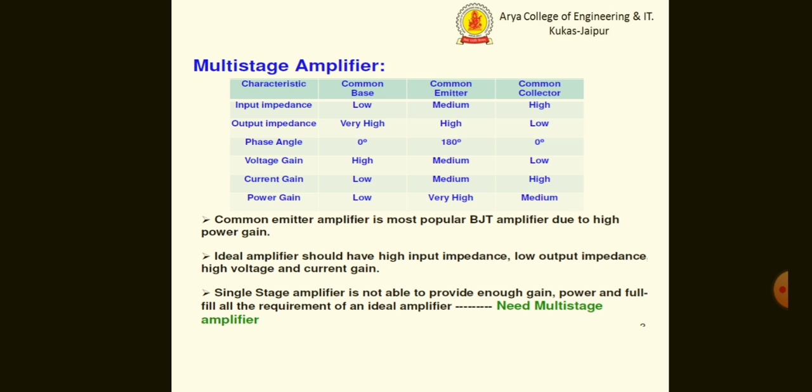Phase angle here means how much the output voltage is shifted or varying from the applied input voltage. For common emitter configuration, we find that the output is 180 degrees apart from that of the input applied. Basically, the common emitter configuration or amplifier is the most popular BJT used for amplification purposes.